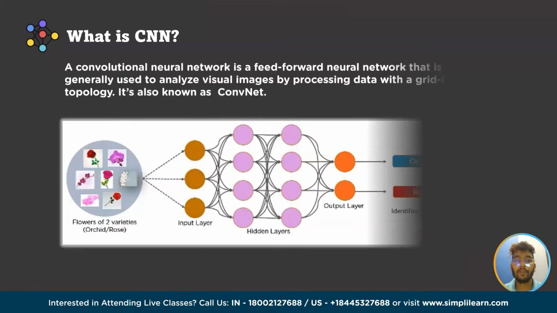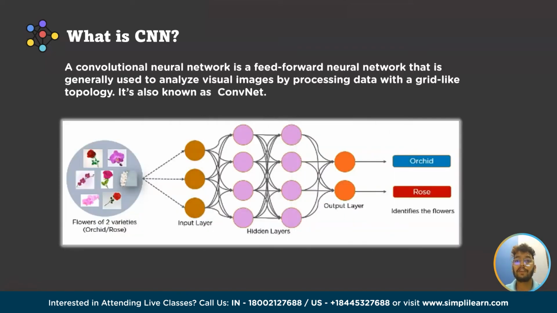What is CNN? A convolutional neural network is a feed-forward neural network that is generally used to analyze visual images by processing data with grid-like topology. It is also known as ConvNet. A convolutional neural network is used to detect and classify objects in an image. So this is a neural network that identifies two types of flowers, orchid and rose.